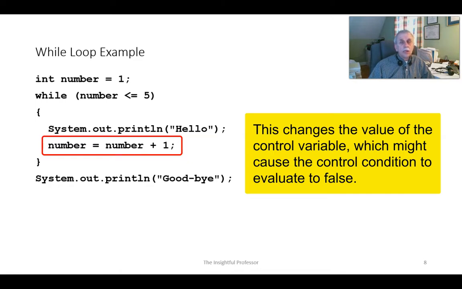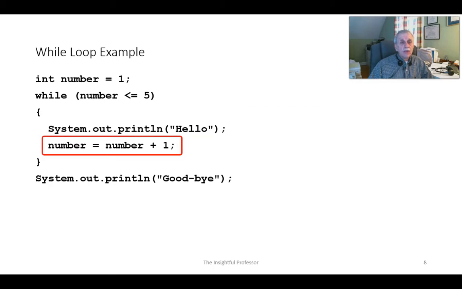Is it still less than or equal to 5? If it is, we do the print and the increment, and we continue to do that until number has a value that's greater than 5. Or I should say, while number has a value that is not less than or equal to 5. That is, number is greater than 5. Then we'll skip the body and finally execute the print line statement indicated at the bottom of the display here that prints out the message goodbye.